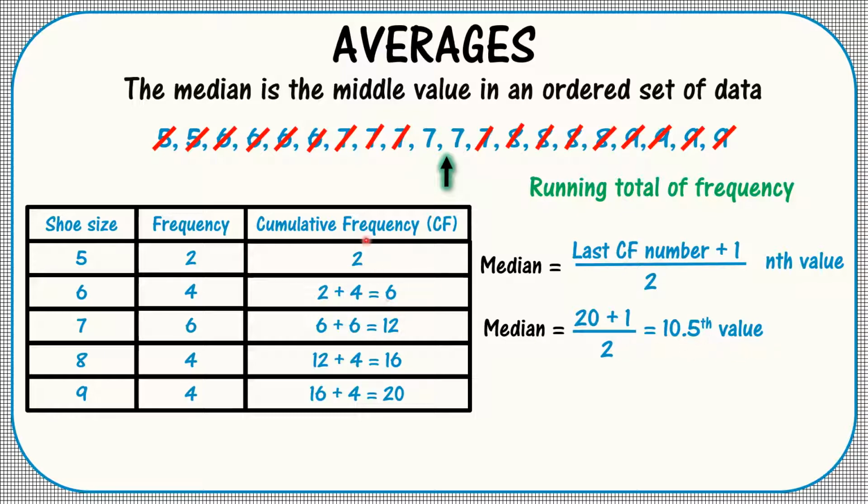As you can see, this cumulative frequency is ordered. So it's a running total of frequency. Therefore, it is an ordered set of data. As you can see, the 10.5th value will be in this row. Therefore, we would say that the median is 7, which is the same answer as we got above. So all you would do is you do the last cumulative frequency number plus 1 divided by 2. That is going to give us the value we are looking for. And in this example, it was 7. And that is the value of the median.